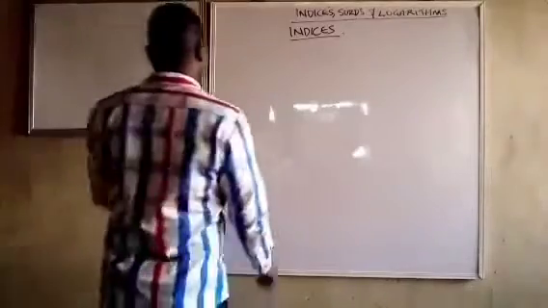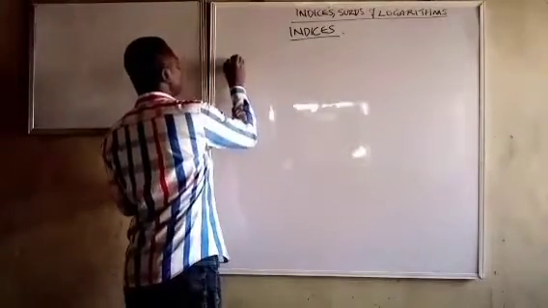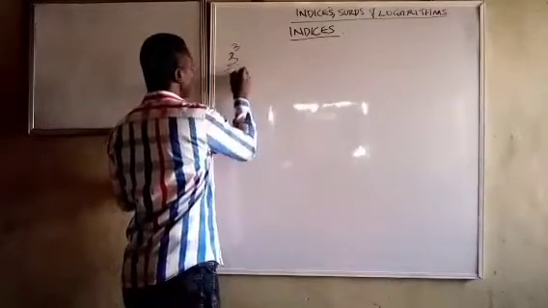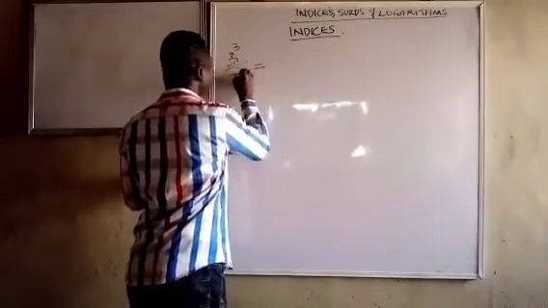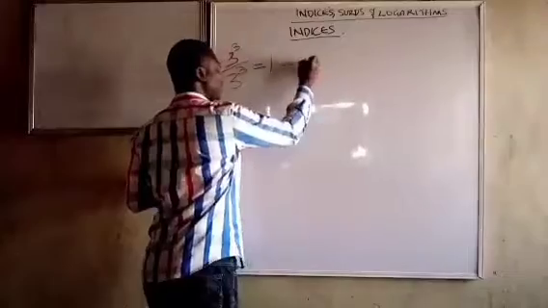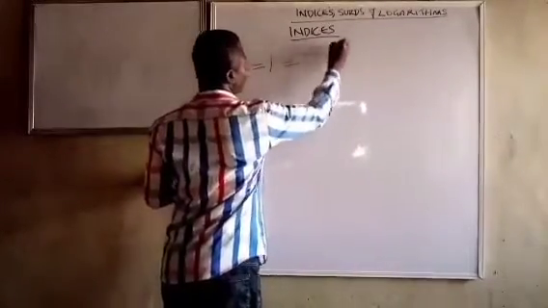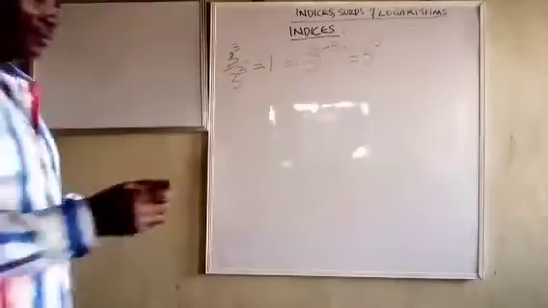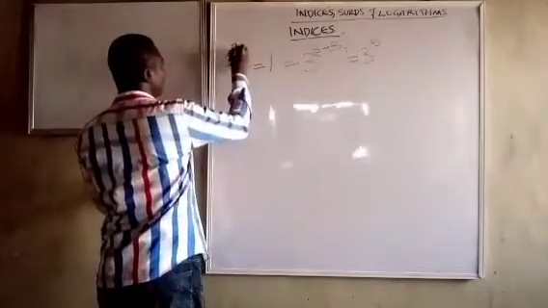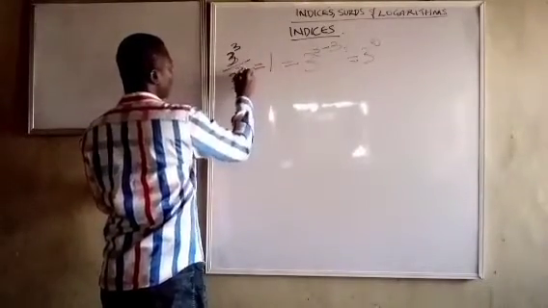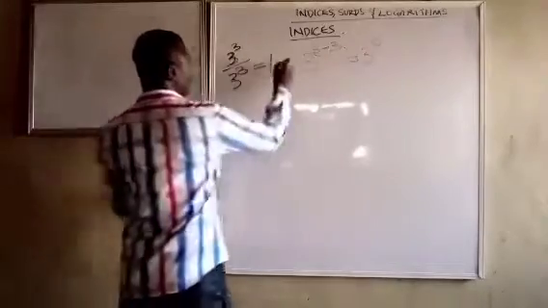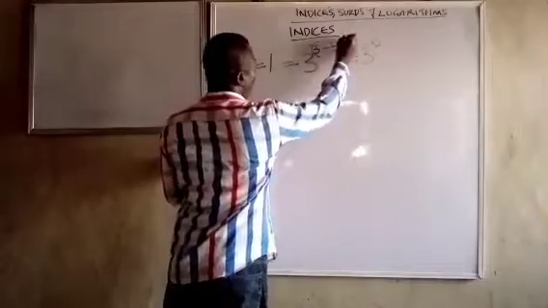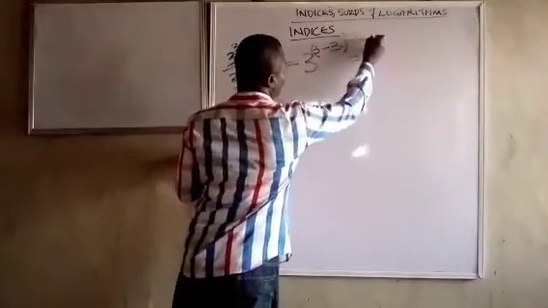Now, from the first and second rule, we can also say something like this. When we have 3 raised to power 3 divided by 3 raised to power 3, we all know that will give us 1. And which will be equal to 3 raised to power 3 minus 3, which is 3 raised to power 0. So 3 raised to power 3 over 3 raised to power 3 is equal to 1, and this gives us 3 raised to power 0.